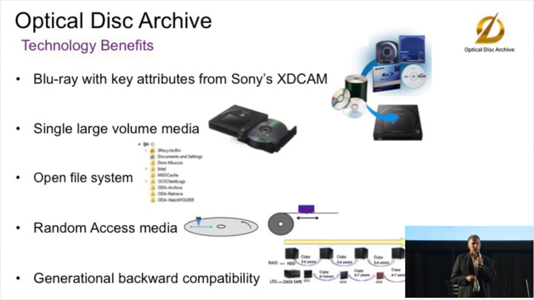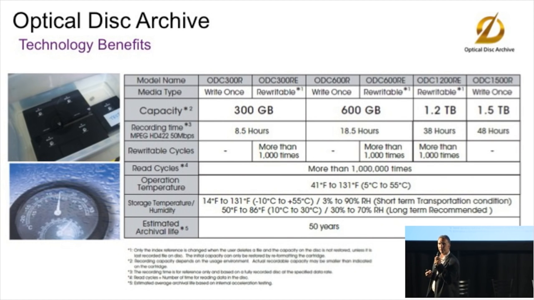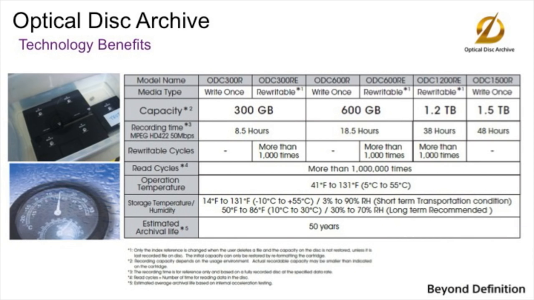Wanted to talk about some of the models and capacities that we offer currently in generation 1. We have capacities of 300 gigabyte, 600 gigabyte, 1.2 terabyte, as well as 1.5 terabyte. There are different types of media: WORM media, so you write once, read many, or rewritable media. The largest rewritable media we offer is 1.2 terabyte. The largest WORM media we offer is 1.5 terabyte.